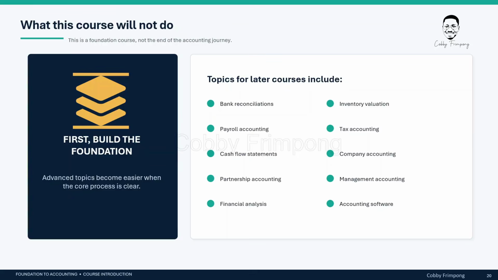What this course will not do. This is a foundation course. There are many more advanced topics we could study, including bank reconciliations, inventory valuation methods, payroll accounting, tax accounting, cash flow statements, company accounting, partnership accounting, management accounting, financial analysis, more advanced adjusting entries, and accounting software. But before we get there, we need a strong foundation.